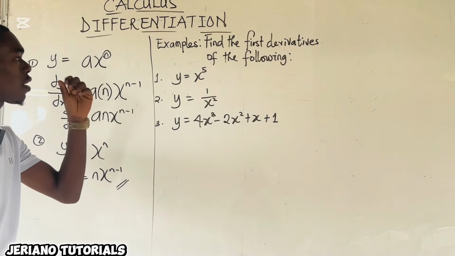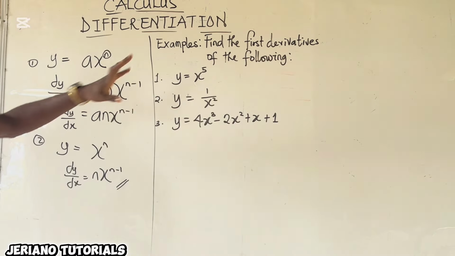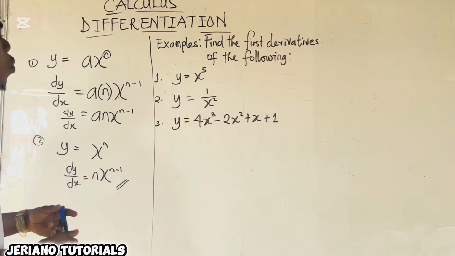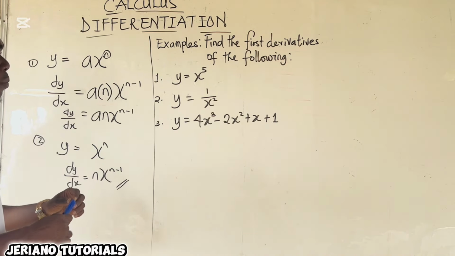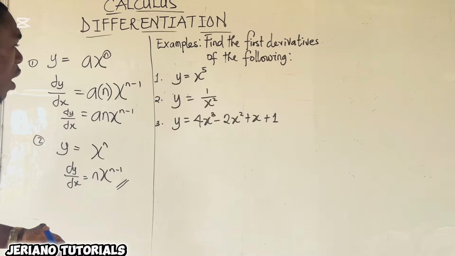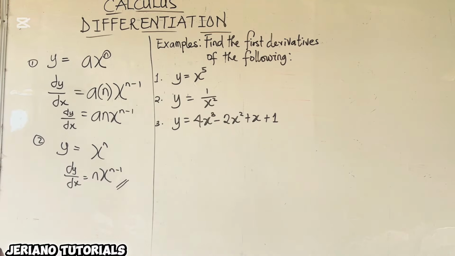Okay, now these are some examples. It says find the first derivatives of the following. The first one, y is equated to x raised to the power of 5. The second one, we are having y is equal to 1 over x raised to the power of 2. And then the third one, we have all of that.